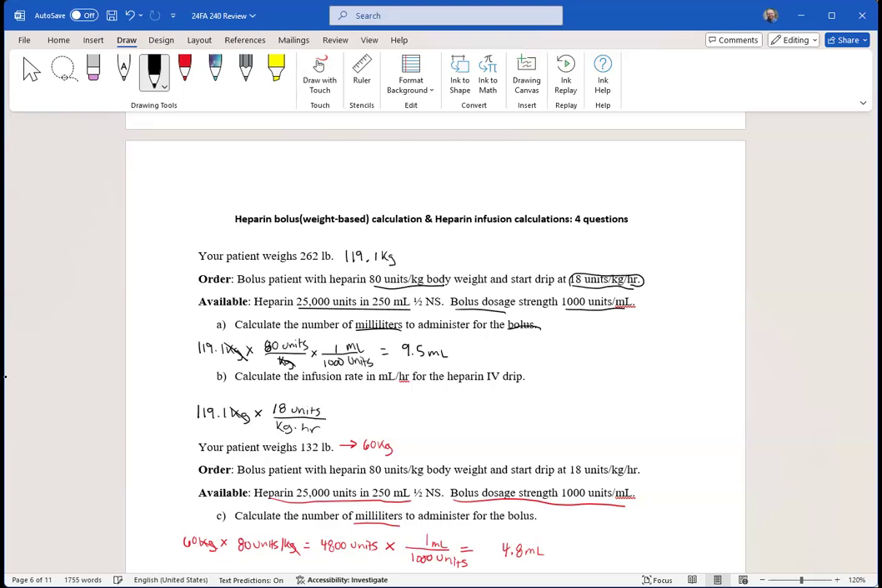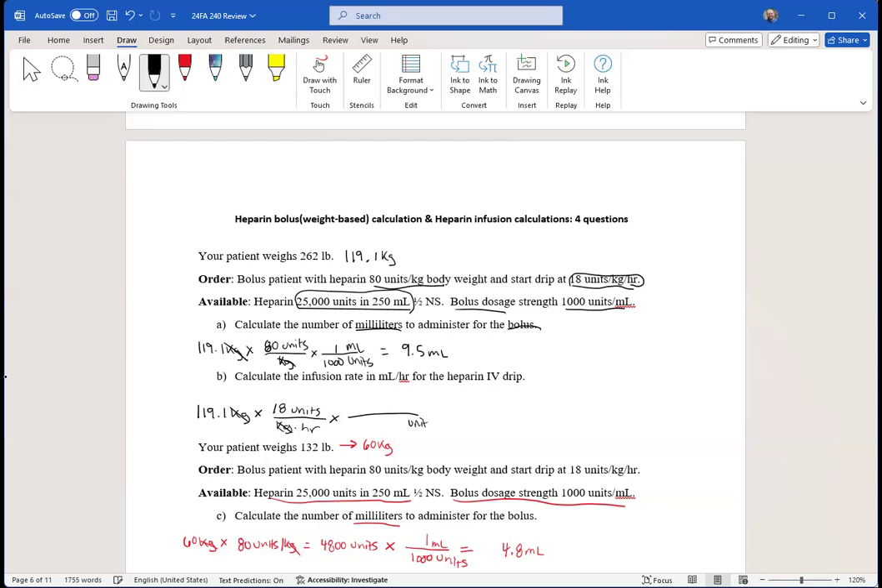So we're going to eliminate kilograms. Again, if I just do my multiplication there, I will be in units per hour. The question says we want it to be in milliliters per hour. So this is where I have to look at my IV. My IV, I have the 250 ml, 25,000 units.